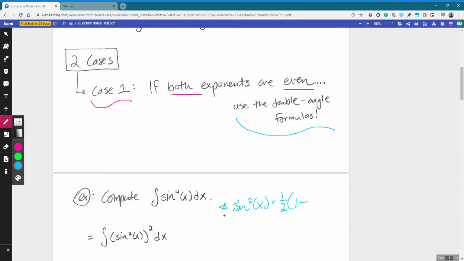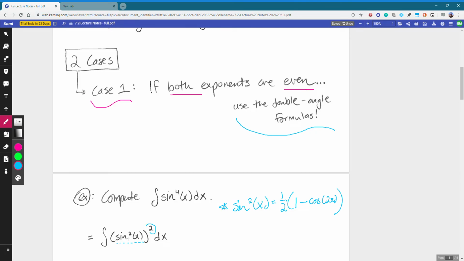minus, right, because it's not the cosine, cosine 2x. Our first step is to make a sine squared appear. And the way that we can do that, since this is an even power, is we can write this as sine squared of x to some power. In this case, that power has to be 2, since 2 times 2 gives us the 4.